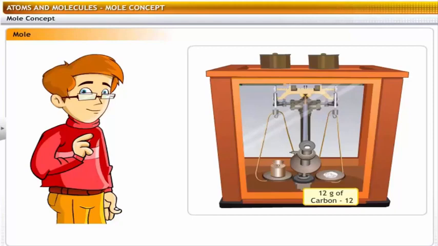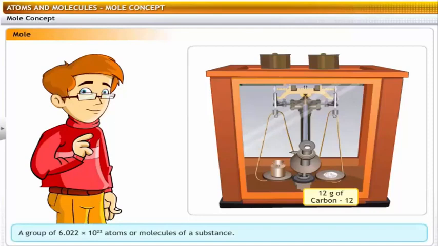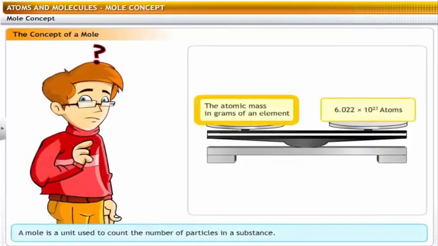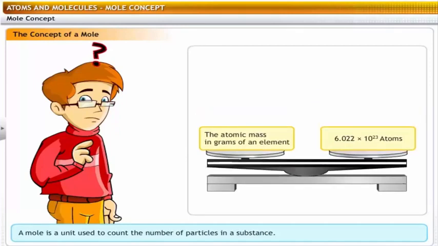Scientists, through various experiments, found that the number of atoms present in 12 grams of carbon-12 is equal to 6.022 multiplied by 10 to the power of 23. This means the atomic mass in grams of an element contains 6.022 multiplied by 10 to the power of 23 atoms of that element. This number was called mole by scientists.